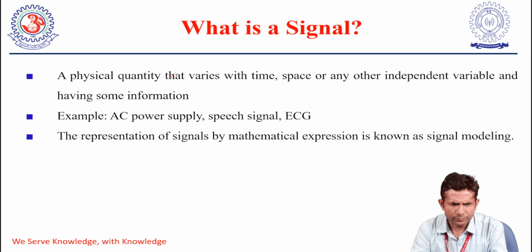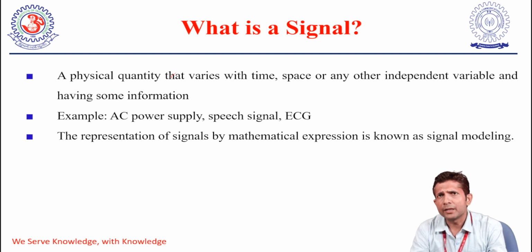Now come to the next, what is signal modeling, and why do we study signal modeling. Signal modeling is the representation of signals by mathematical expressions. Why do we need signal modeling? The answer is that to analyze the signal with the help of mathematics, we can easily analyze the signal, or we can easily assess the behavior of the signal. So that's why signal modeling is important.